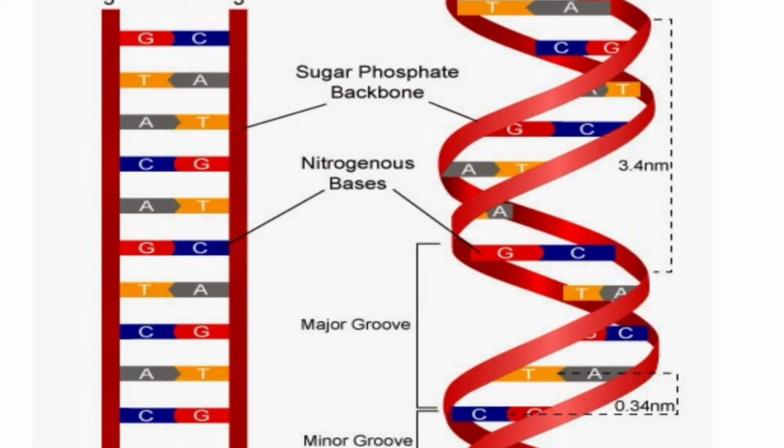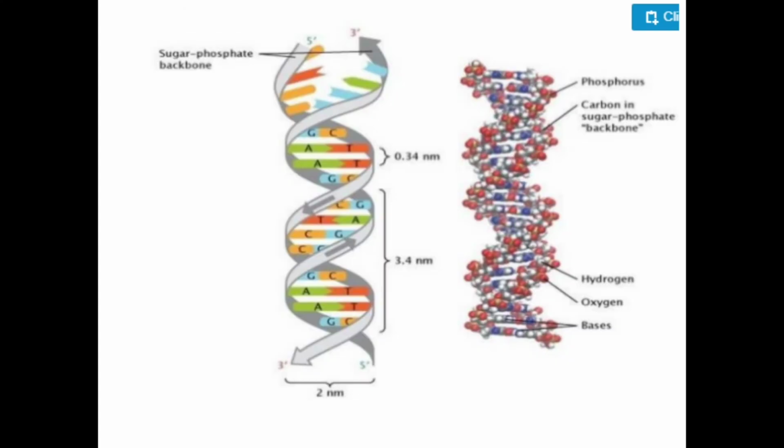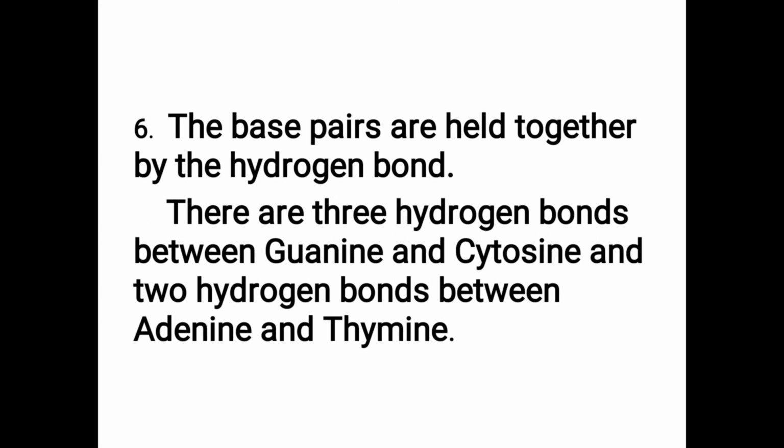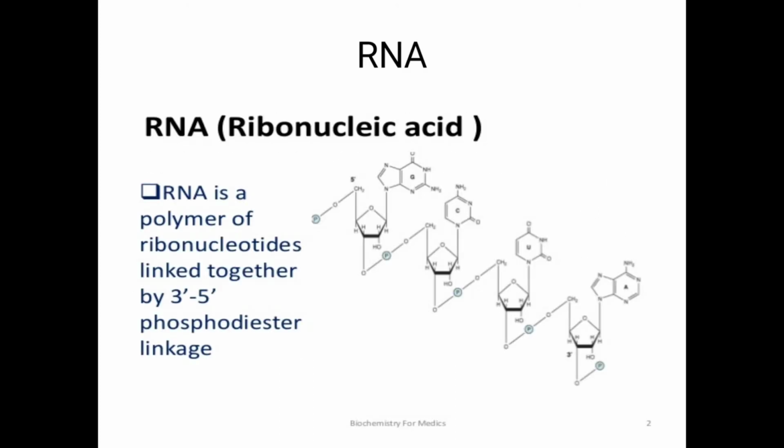So sugar and phosphate are part of the nucleotide. They are called the backbone of the helix. So these are some of the points related to the double helix model of DNA.